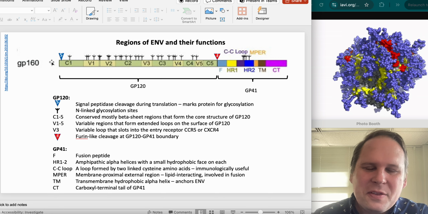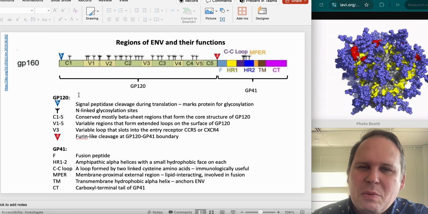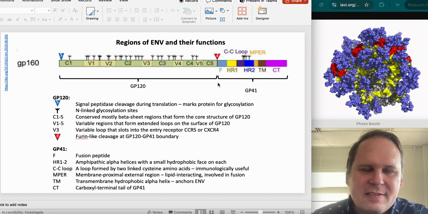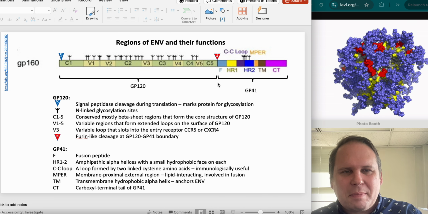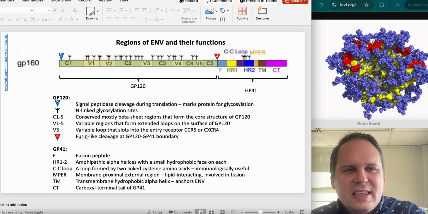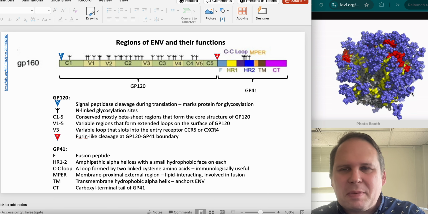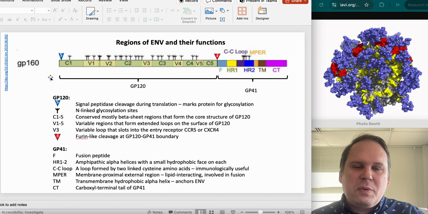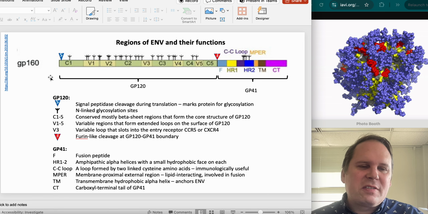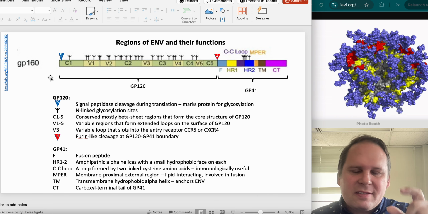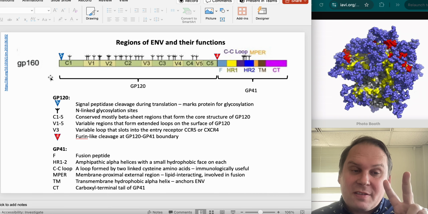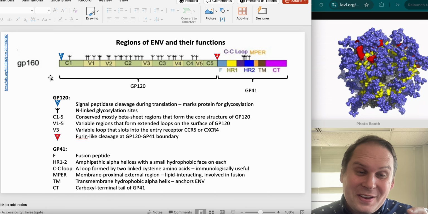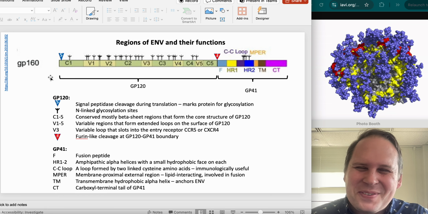All right. The rest of the GP120, which is the first half of this, that's going to be the part that actually binds to the receptor. It's going to be the thing you see in yellow with the little red parts up here. That is going to be divided into, they call them constant regions or conserved regions. Those are the C parts, and it's got variable regions. Those are the V parts. Did you figure that out? Yeah. It's not too tough.